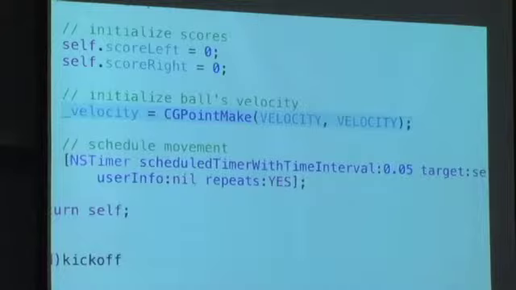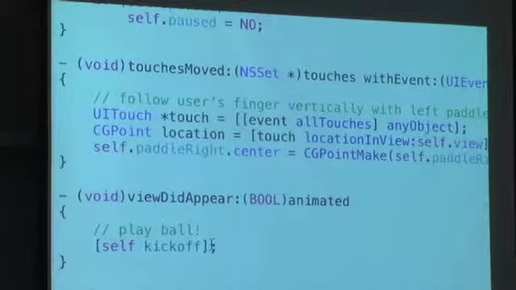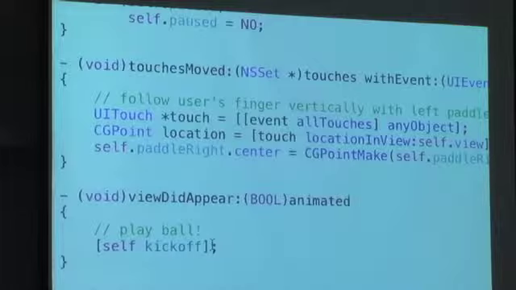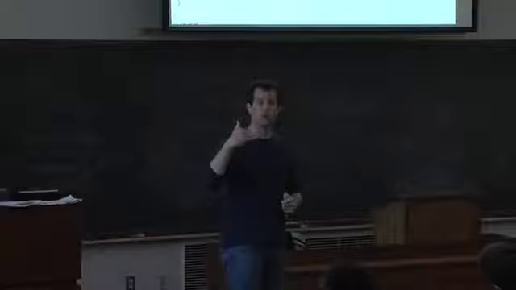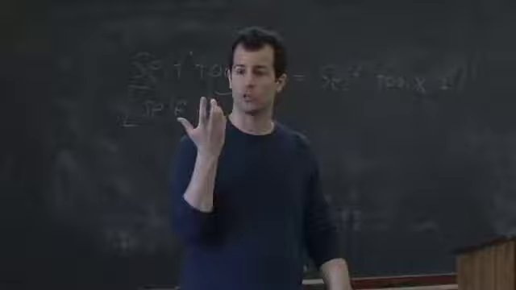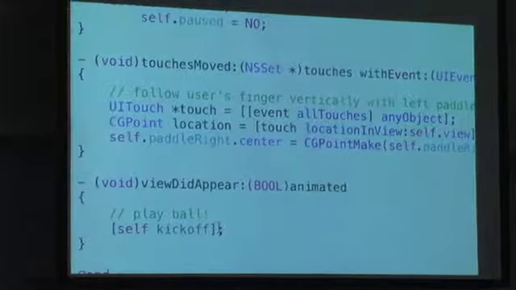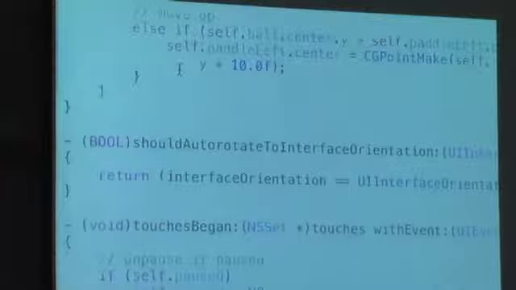So let's fast forward down to view did appear, and this is all I have for view. In this game, because I've constructed a lot of it in the nib, I don't need to do as much in view did load, but I do need to start the game when the view comes into display. So after view did load, you automatically call a method called view did appear. So just because it's been allocated doesn't mean the user can see it. When the user can actually see the state of the world, this method's invoked, so I'm going to pass the kickoff message to myself.